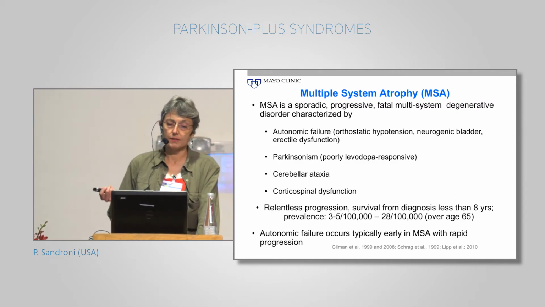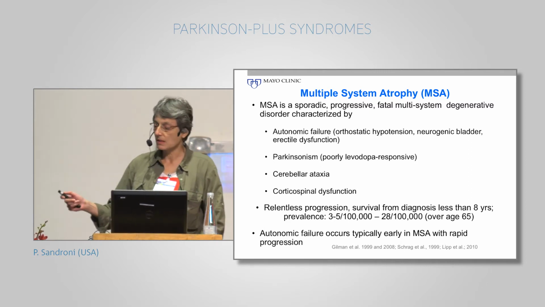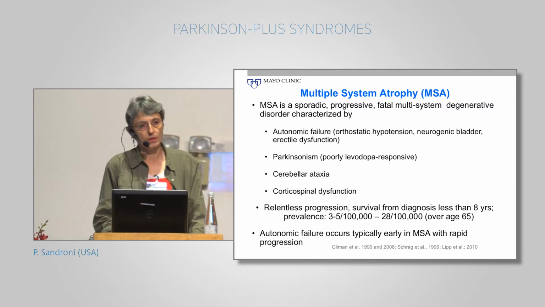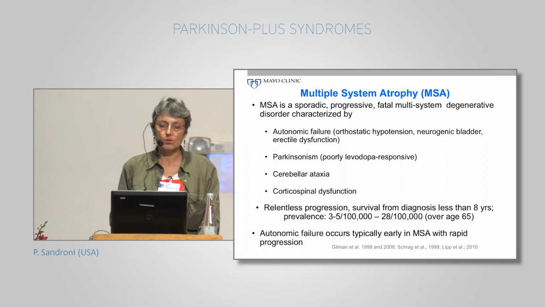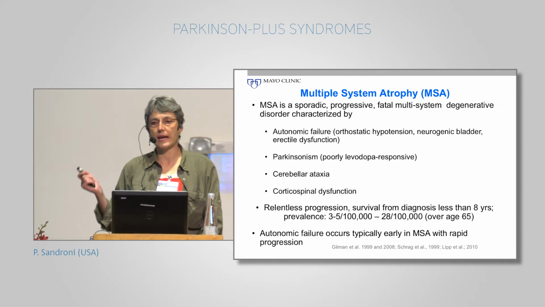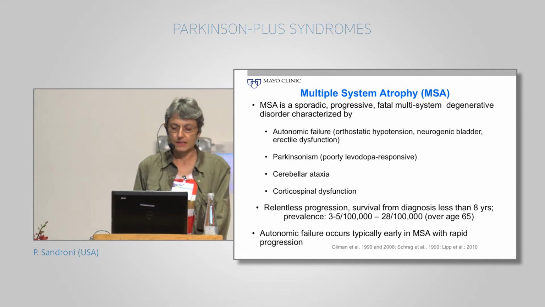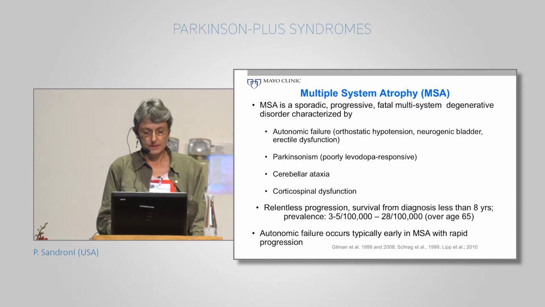Obviously, it's a sporadic, progressive, fatal multi-system neurodegenerative disorder, and these are the key features that you must have in order to diagnose it. The progression is unfortunately relentless, and the survival on average is less than 8 years from diagnosis. The prevalence, as I said, varies a little bit depending upon patient population studies.